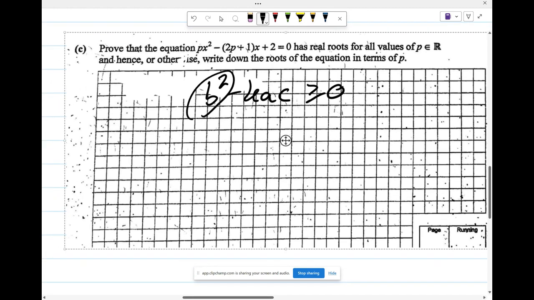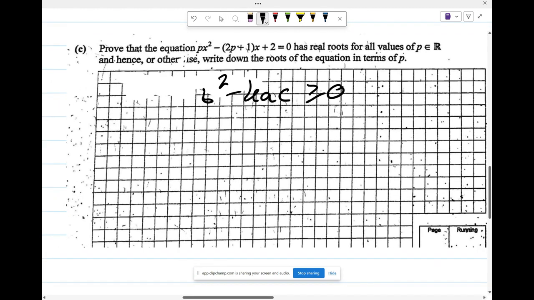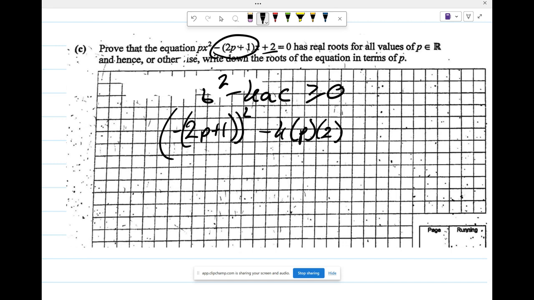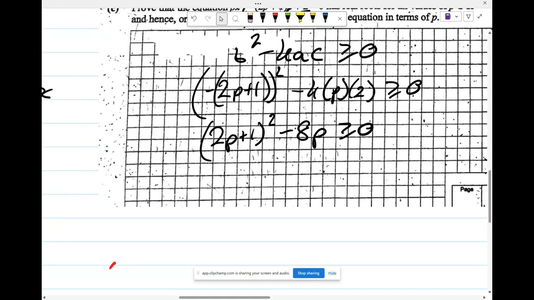Okay, what's b in this scenario? b is minus (2p plus 1), so minus (2p plus 1) squared, minus 4 times a, which is just p, and c is 2. And we want to prove that that's greater than or equal to 0. Any minus number squared is just its positive version squared. Minus 4 times 2 is minus 8, times p is minus 8p. We want to prove that's greater than or equal to 0.